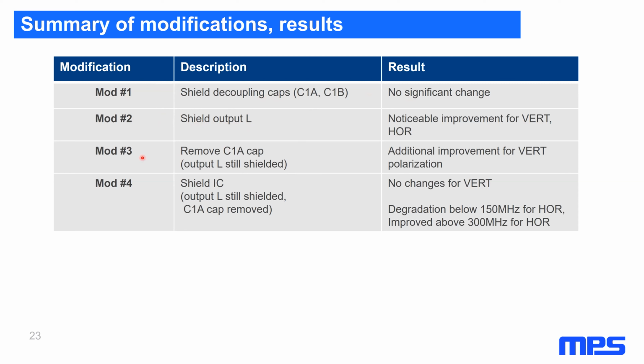For mod 3, we kept the output inductor shielded still, and then we decided to remove the C1A input cap, and we saw improvement for vertical polarization. And then for the last mod, we ended up getting some mixed results, and it's almost the kind of thing that we probably don't want to pursue, just because we may help in one area but hurt in another. So moving forward, this is probably a change that I would not want to consider seriously.